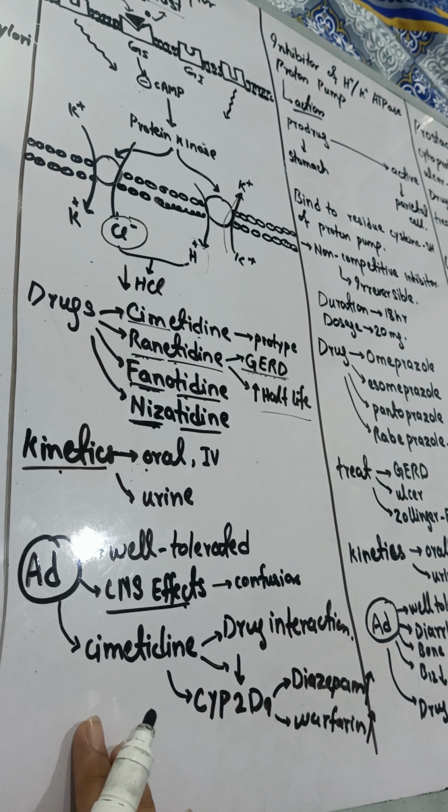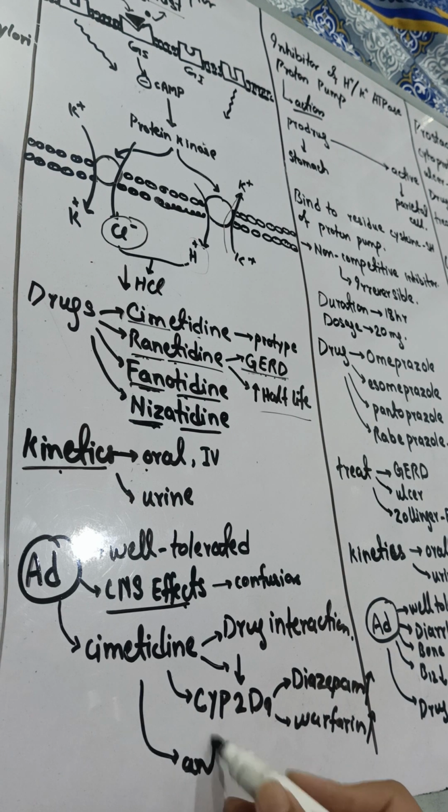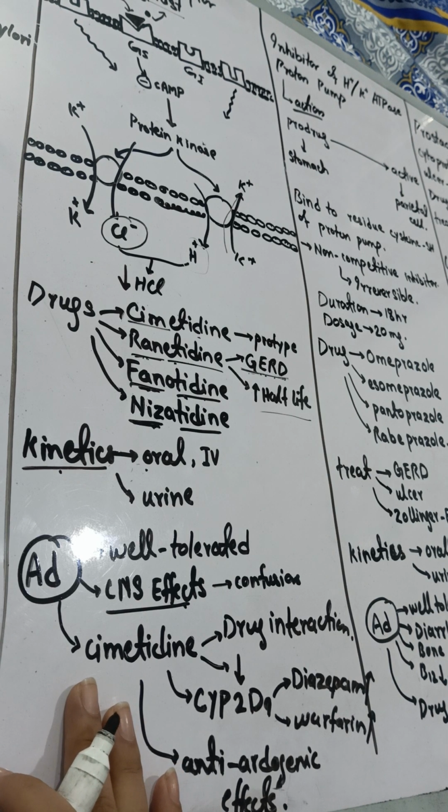And lastly, it has some other side effects like anti-androgenic effects. So what are the anti-androgenic effects? Androgen is the hormone which is secreted in males. Actually it is disturbing the endocrine system in males, causing various kinds of problems. They develop enlarged breasts, they have milk secretion, and there is a decrease in the production of sperm. So therefore it has a severe effect particularly in males.